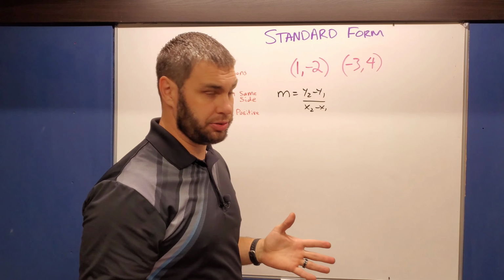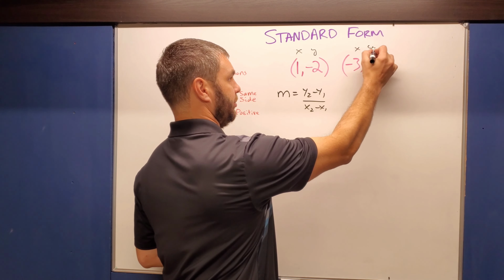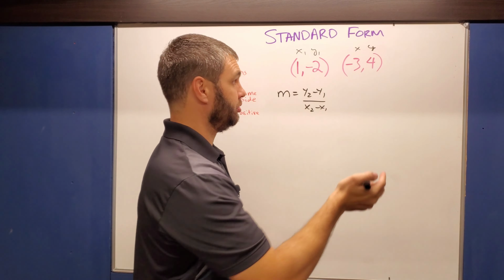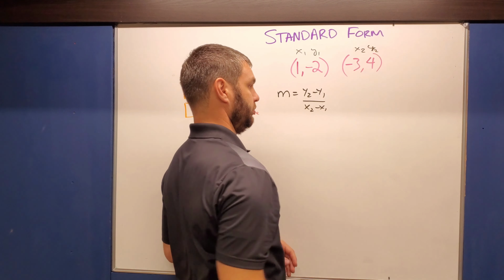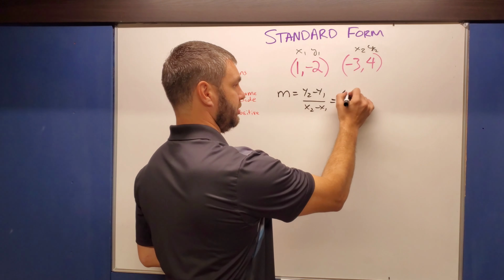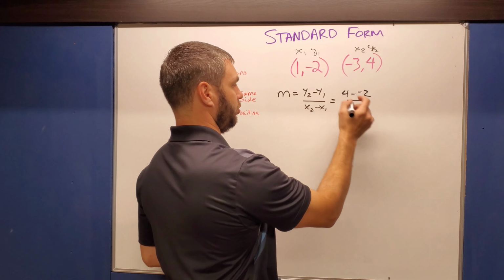If you forgot how to do that, remember you can label these as just x, y points. I'm going to call my first one x1, y1, and my second one gets 2's, x2, y2. If I plug those into my formula, this is going to be 4 minus a negative 2 over negative 3 minus 1.